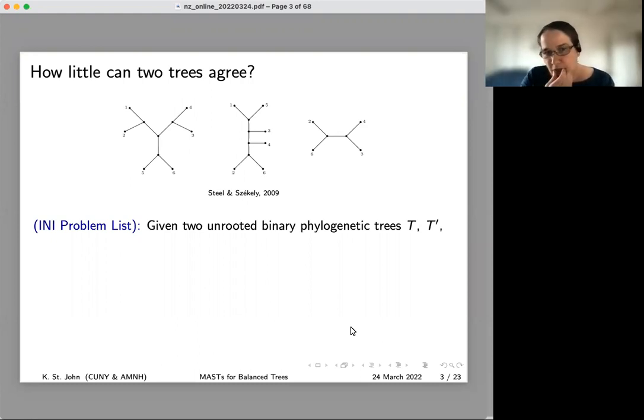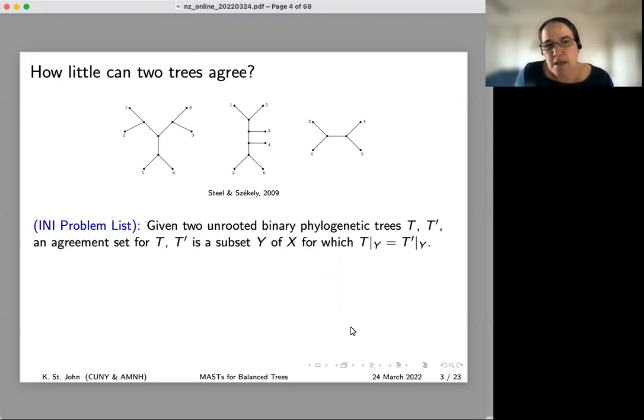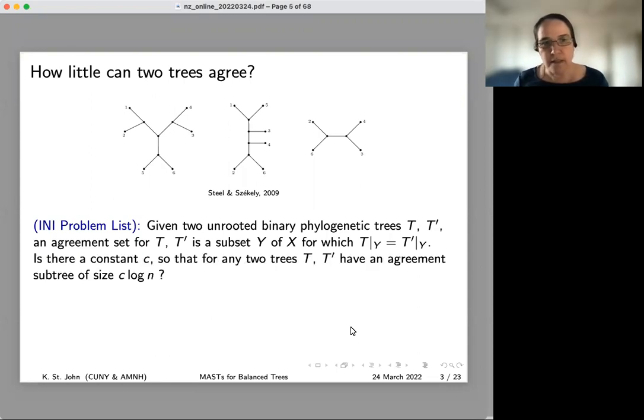So the question was: given 2 unrooted binary phylogenetic trees, an agreement set for them is a subset Y of the leaves such that the underlying structure of T restricted to Y and of T prime restricted to Y is the same. And the question was, is there a constant C so that any 2 trees have an agreement subtree of at least C log n?